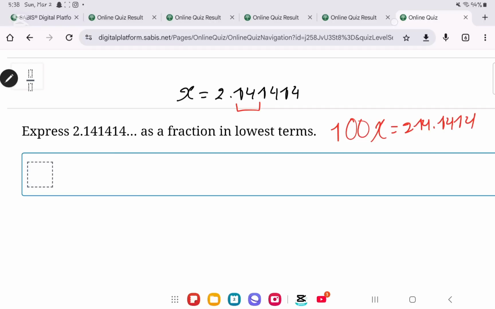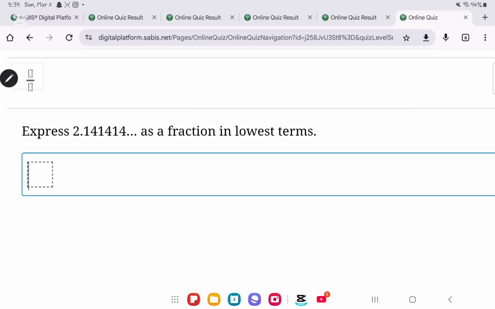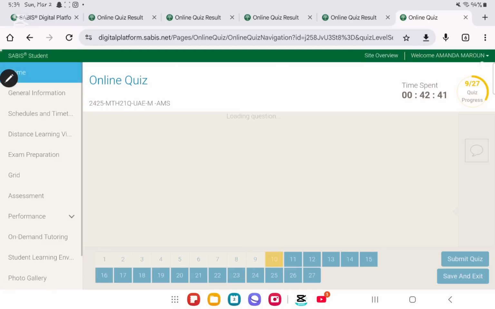214.1414. Okay, now you're gonna subtract them both and you're gonna get that 99x is equal to, this will cancel out with this, 214 minus 2, 212. So then x is equal to 212 over 99. So put it on your calculator just to check. As you can see, it cannot be simplified and you're gonna get 2.14141414, etc. So the answer is 212 over 99.